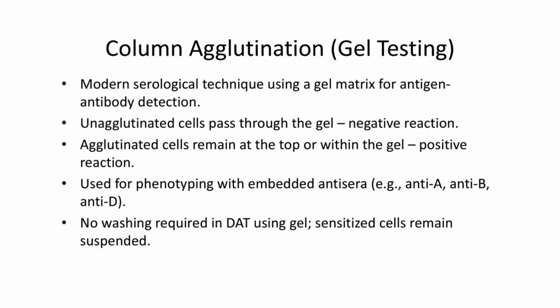This method is also used for phenotyping red blood cells. When reagent antisera, such as anti-A, anti-B, or anti-D, is embedded in the gel, red cells that carry the corresponding antigen will agglutinate upon contact with the antibody during centrifugation. In indirect antiglobulin testing, IAT, a mixture of antiserum, serum, or plasma and red blood cells is placed in the upper chamber of the gel column. If the red cells are sensitized, i.e. coated with antibodies, they will be agglutinated by anti-IgG present in the gel and will not pass through the matrix.